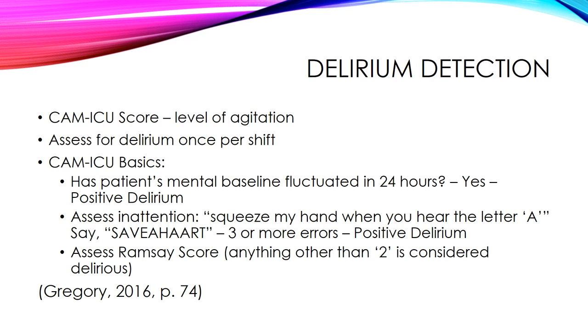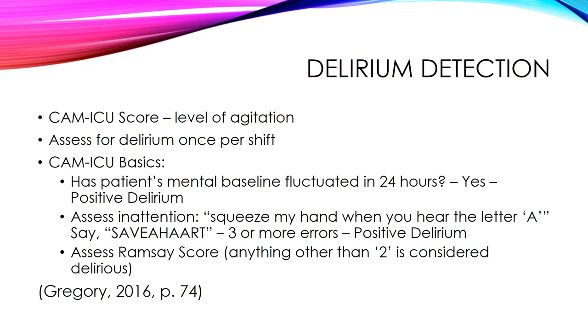Delirium detection is when you utilize the confusion assessment method specific to the ICU to assess a level of agitation, and you want to do this at least once per shift. The basics of this is assessing their mental baseline. Has it fluctuated at all in 24 hours? If so, they're positive for delirium.